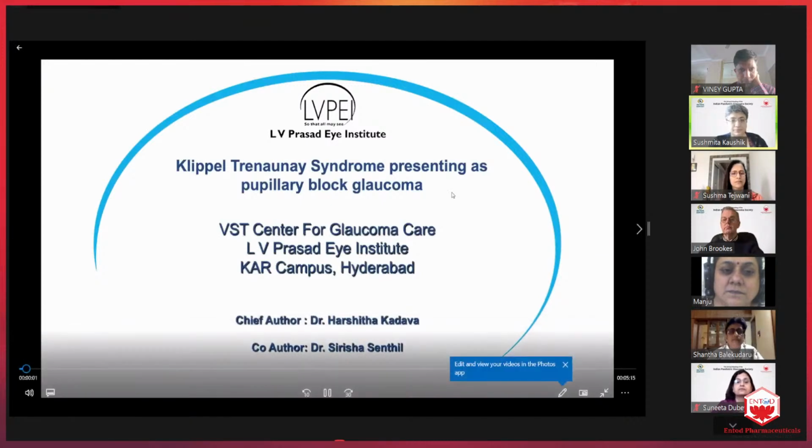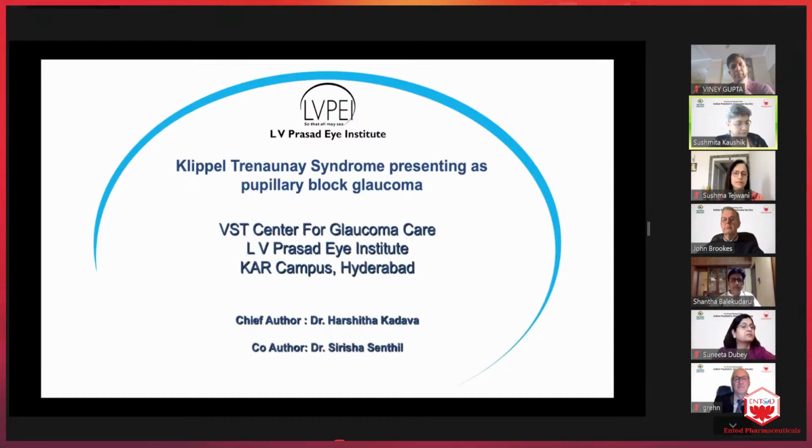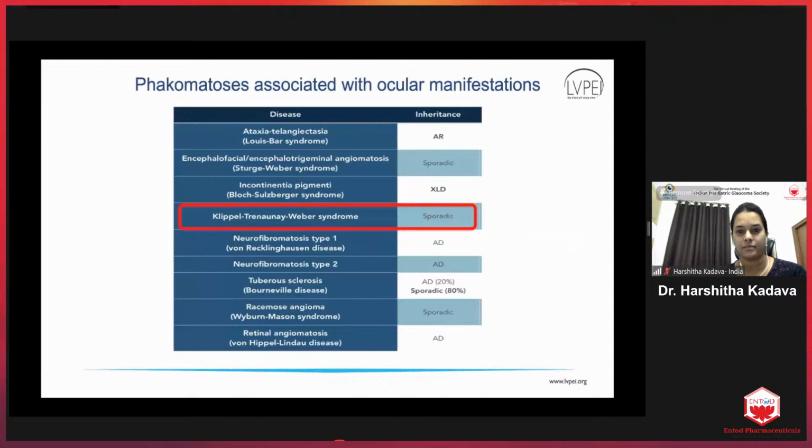Hello, everyone. The clinical challenge that I'm going to present today is a case of Klippel-Trenaunay syndrome with pupillary block glaucoma. Phacomatosis pigmentosa vascularis are a group of rare syndromes involving structures arising from embryonic ectoderm. It presently includes more than 30 different disorders. Following are the phacomatosis that have ocular association with various modes of inheritance. Klippel-Trenaunay syndrome has sporadic inheritance.